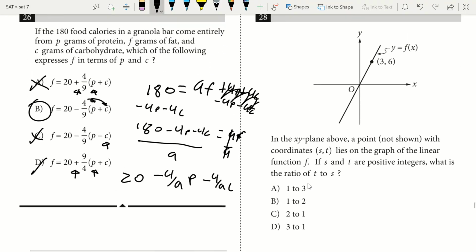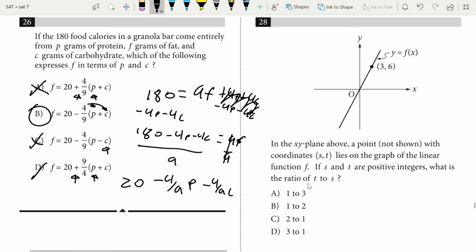All right, now I move on to question 28. In the xy plane above, a point not shown with coordinates st lies on the graph of the linear function f. If s and t are positive integers, what is the ratio of t to s?